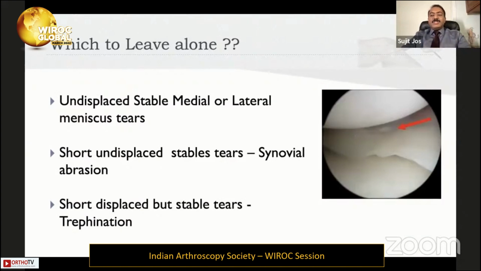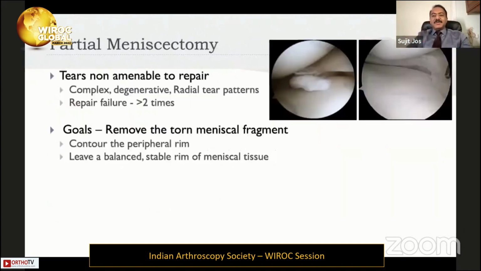Undisplaced: which menisci or tears are to be left alone? You can leave alone an undisplaced stable medial or lateral meniscus tear, which is usually less than 8 or 10 millimeters long. For a short undisplaced stable tear, you can do a synovial abrasion, or for a short displaced but stable tear, again, you can do a trephination or something to increase the vascularity, and you can leave it alone.